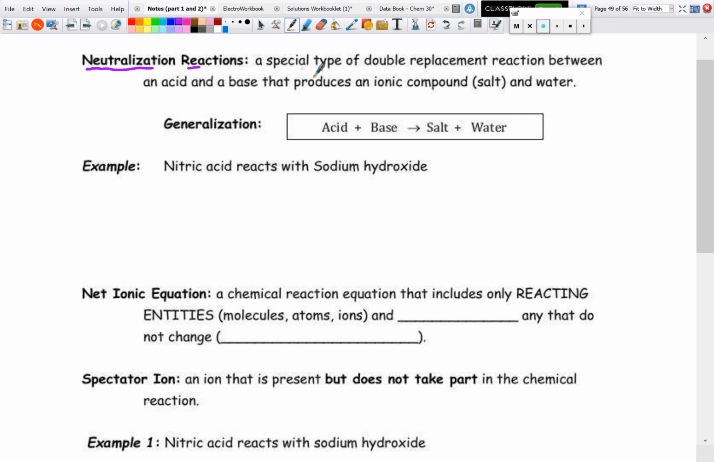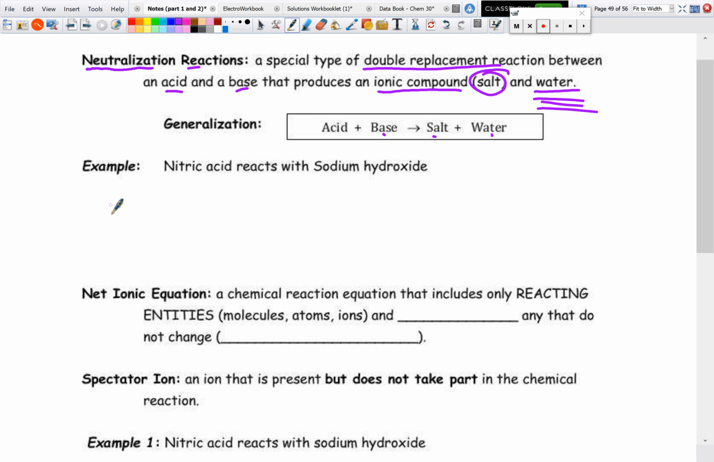Now, this is just a special type of double replacement, which you've seen before, that happens between an acid and a base. So it produces an ionic compound, which we call a salt, and it produces water. Hence, that's why it gets its name, neutralization. So our generalization: acid plus base produces salt plus water.